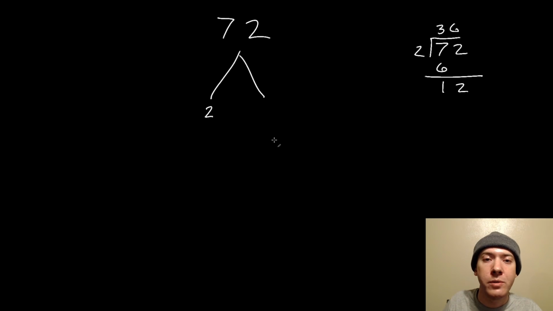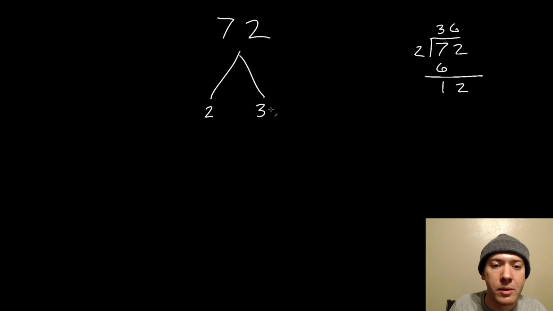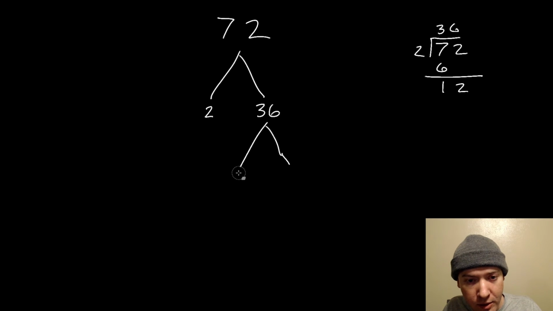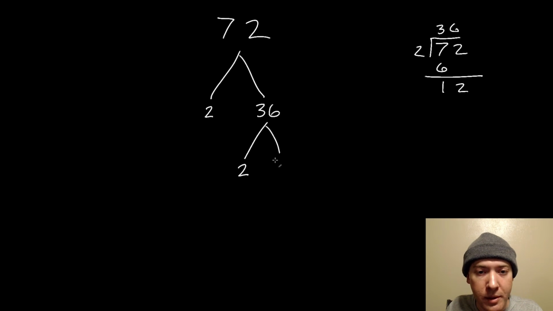Okay, 72 divided by 2 is 36. So 2 times 36 is 72. All right, and we've made our first branch of the tree. Now 2 is prime, so we're done with that side. But on this side, we need to branch off of the 36. And 36 is even, so let's divide 36 by 2. What's half of 36? I think it's 18. Okay, and again, 18 is an even number, so we can divide it by 2. 2 times 9 is 18, right?